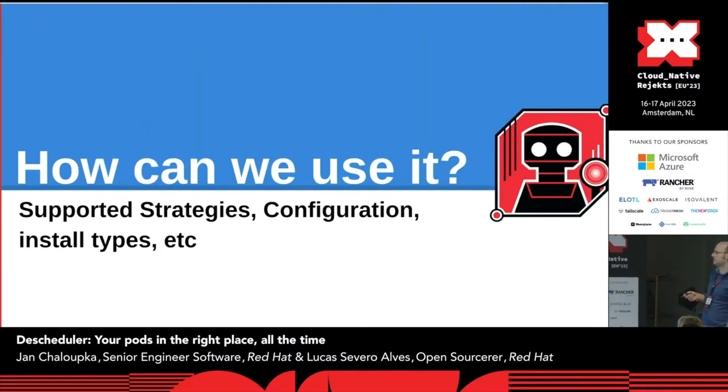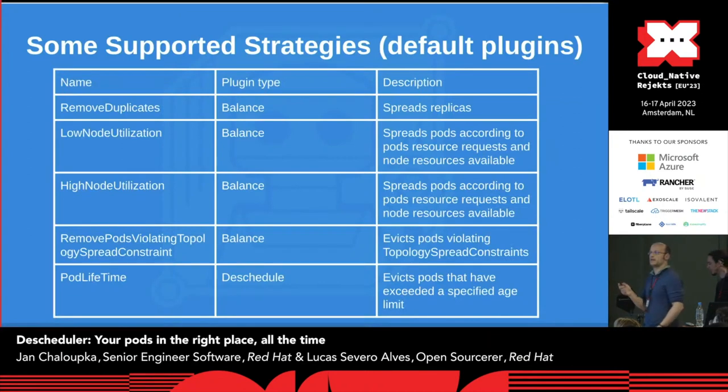So far you've seen some use cases that can be solved by the descheduler. Now let's go through some existing strategies we have and how to configure those. So, there are some strategies. For example, we have remove duplicates, which makes sure that if there are nodes which have more duplicates of a pod than others, the strategy will try to rebalance the pods.